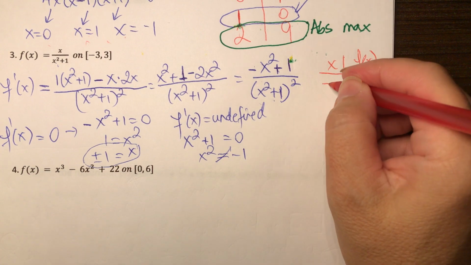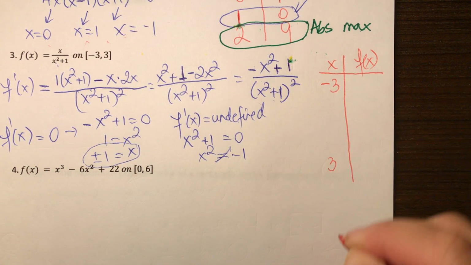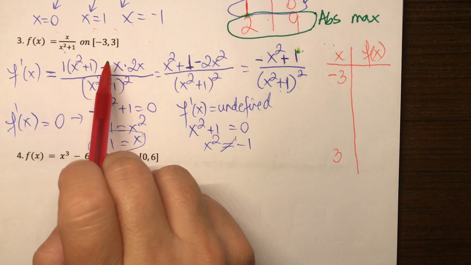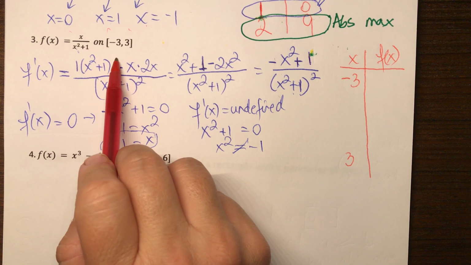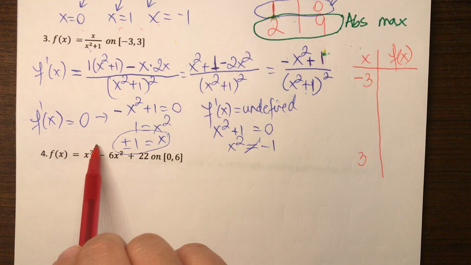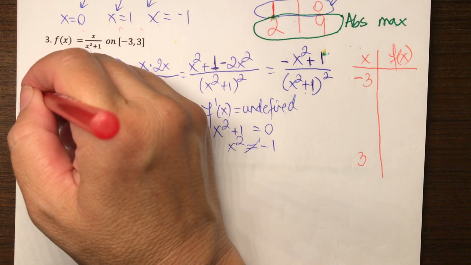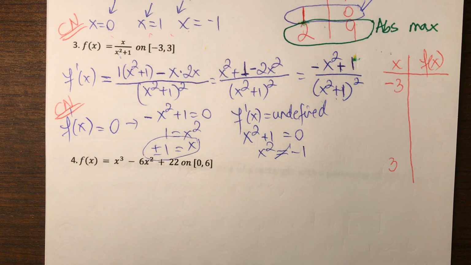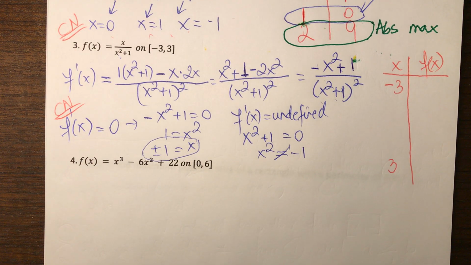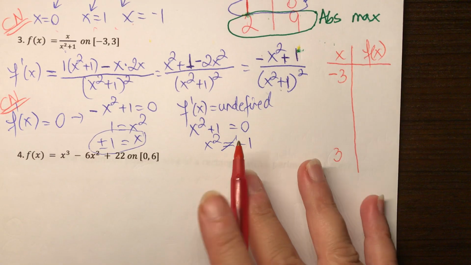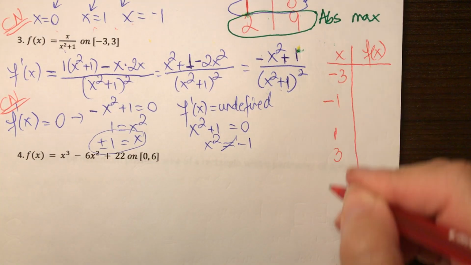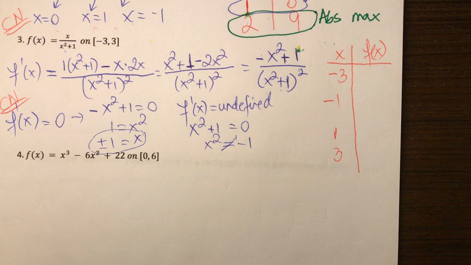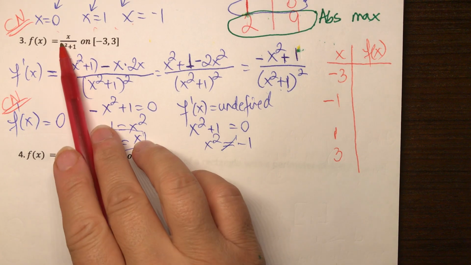What interval am I looking on? Negative 3 to 3, yes? That says right here, yes? Okay, which ones of my critical numbers fit in here? Okay, these are my critical numbers, by the way. So which one of the critical numbers fit in there? Definitely both negative 1 and 1 are in between negative 3 and 3. Great. So let's plug them in.